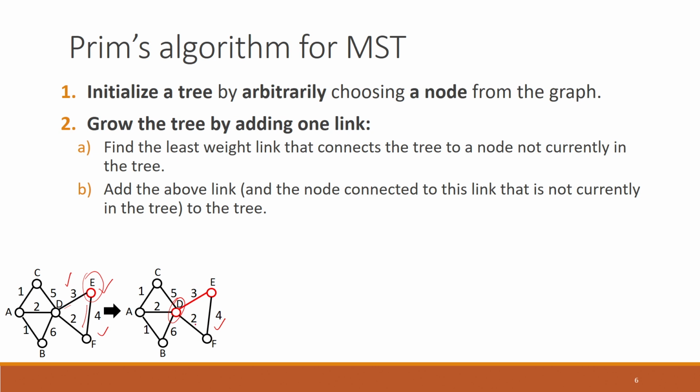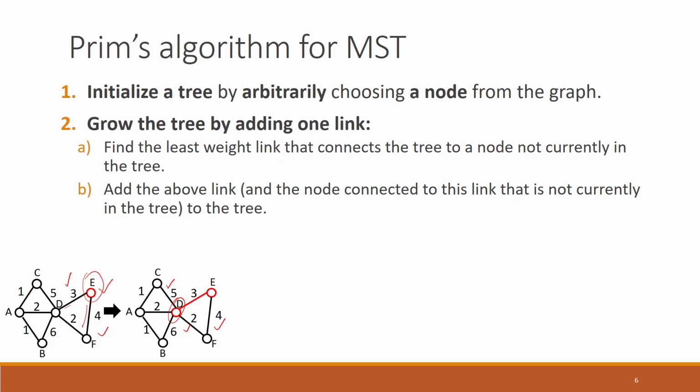Okay. You can also select this link DF, because with that addition, this tree will again be connected to node F, which is not currently part of this tree. We can also add link CD, because with that addition we will be adding this node C, and it will get connected to this tree which currently consists of nodes D and the edge D.